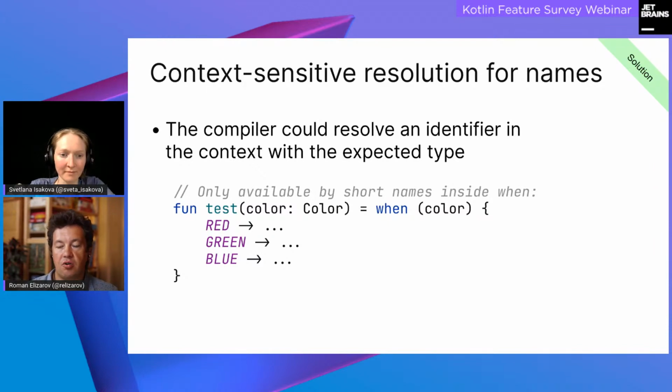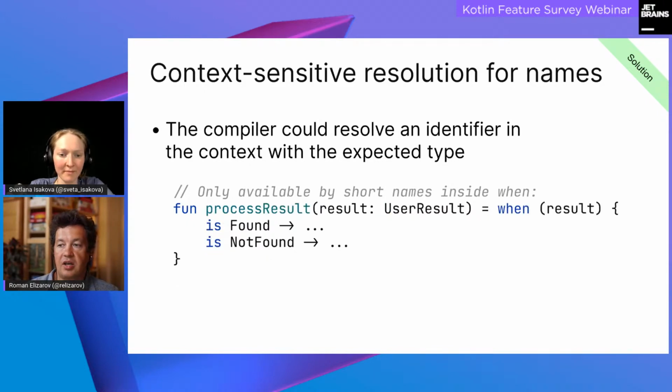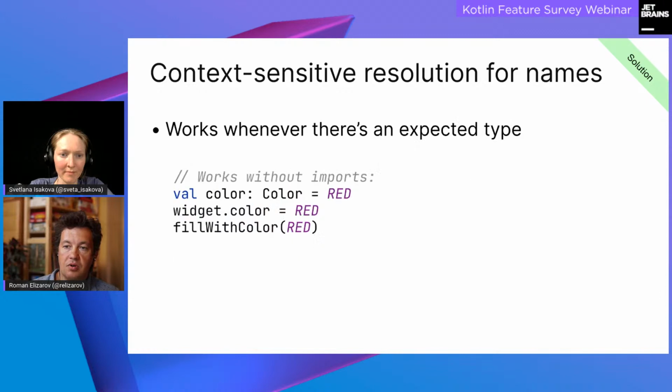Or for example, in the color function, we know what type is expected. There are many places where a type is expected. And here, we know that we're checking for something that is a subclass of user result. So the idea is that in those contexts where the type is known, we can assume that the import is there. Instead of requiring you to go and import it, we can assume you've imported it.